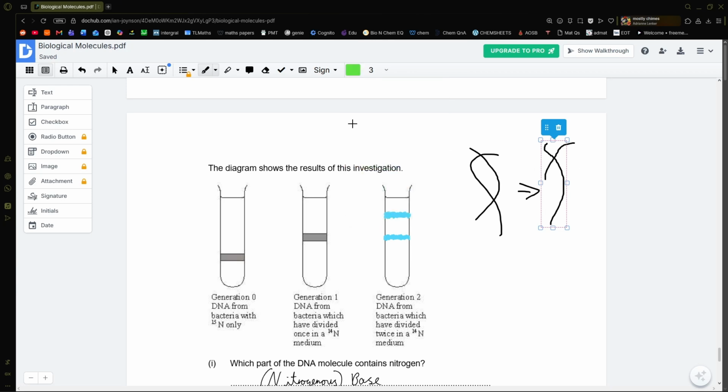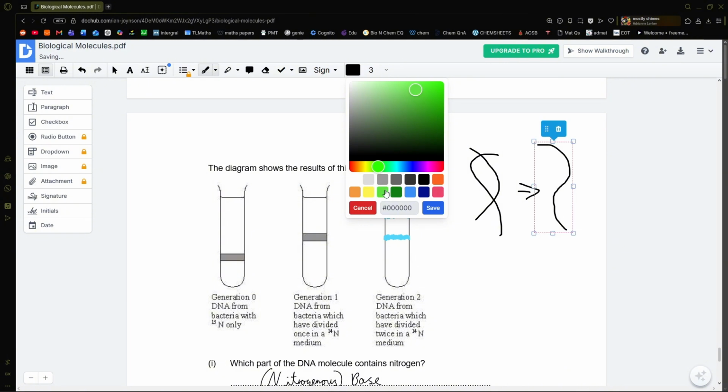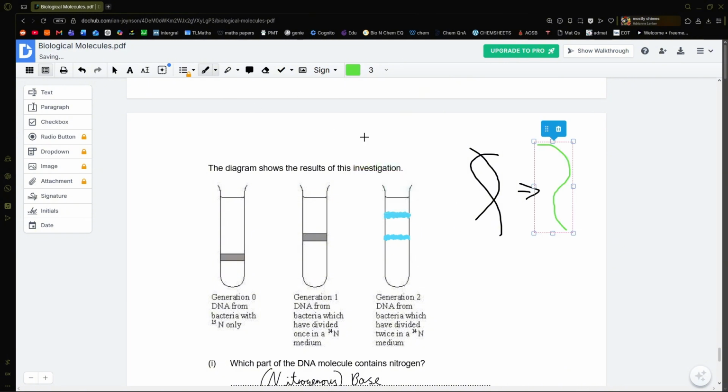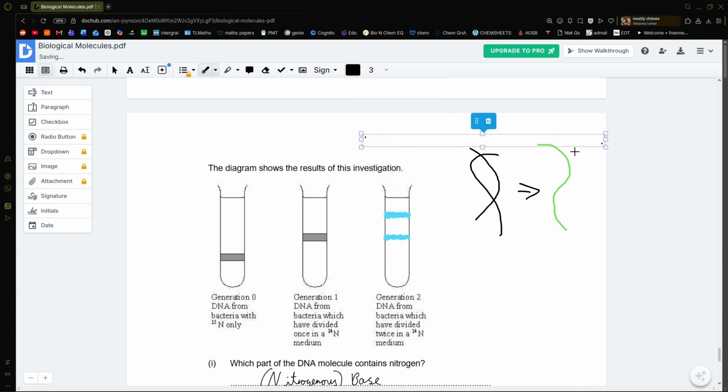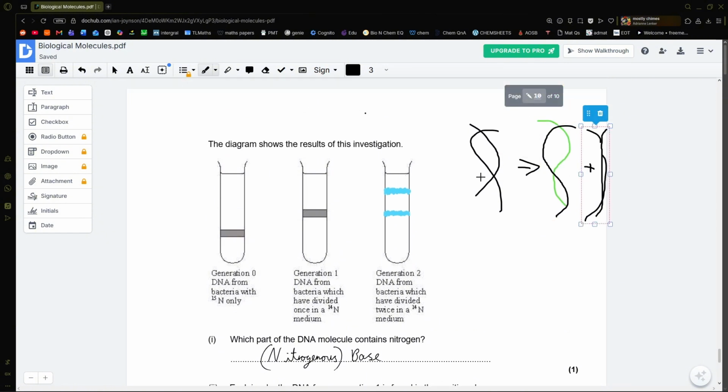Hello, can I get green, please? Green, save. Okay, whatever. And then you get another strand of 15N. And obviously you make 2 each time, sort of going off board here. And then imagine that's another green one. I'm not bothered to do the whole color changing thing. But that's how it works.